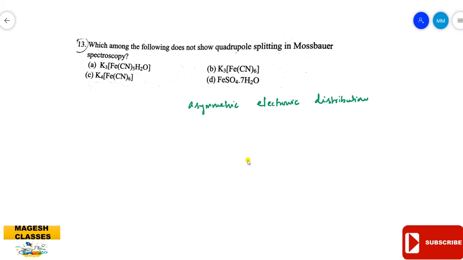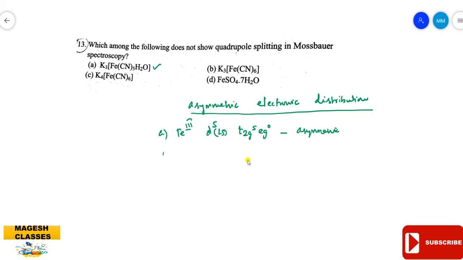When you consider the first complex, A, the Fe is in the +3 state and it is a d5 system. The electronic configuration is t2g5 eg0, so it is a low spin complex. The splitting is higher, so it is asymmetric in nature. The quadrupole splitting is due to the asymmetric electronic distribution of the compound, so it shows quadrupole splitting.